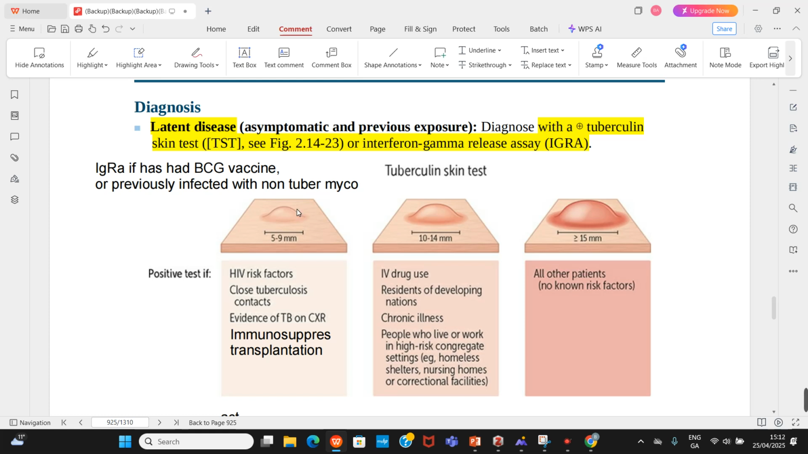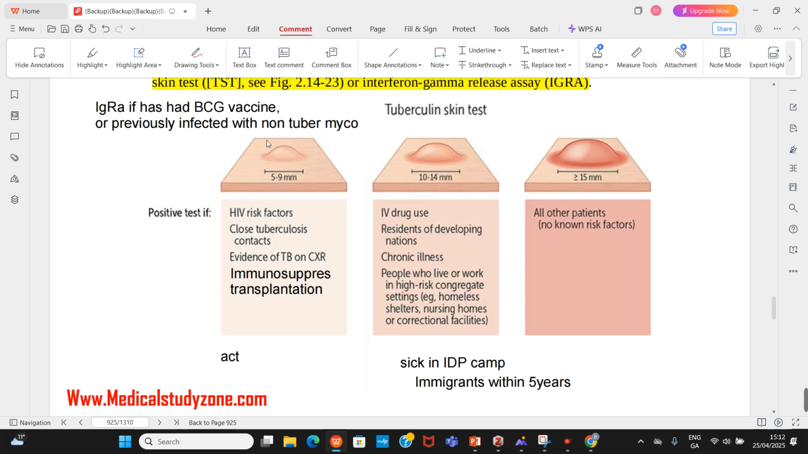So if the value is between 5 to 9, that is not a very large reaction, but we allow that because we have three spectrums. We have 5 to 9, 10 to 14, and 15. So 15 is a great reaction. It means that that person actually has tuberculosis. That's why this induration area is very large. So people that have normal immunity, they are healthy and they have a lesion of 15 and more, and the person is asymptomatic, we can say that this person has latent tuberculosis.